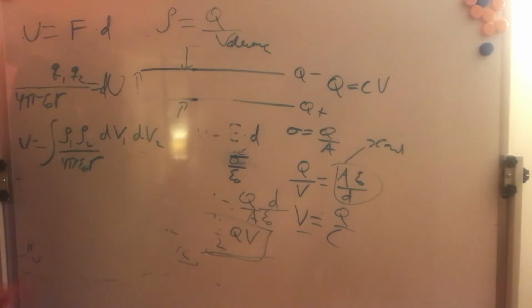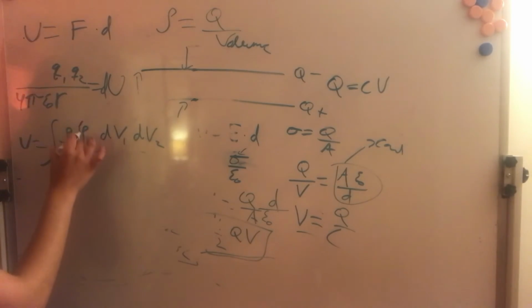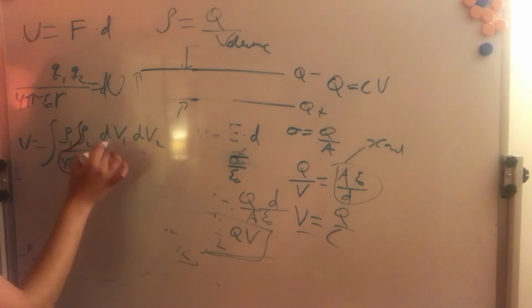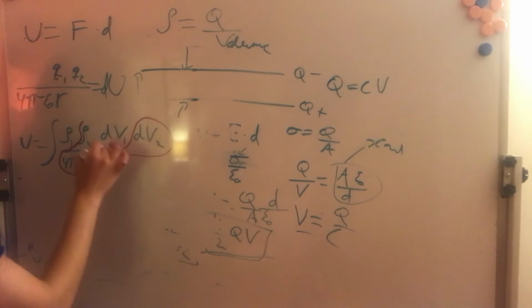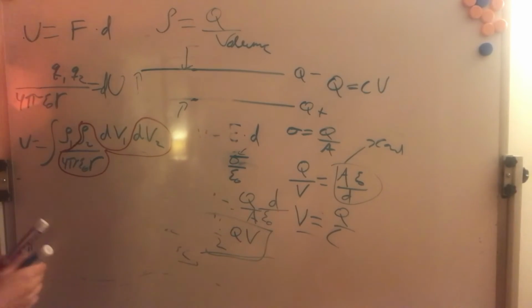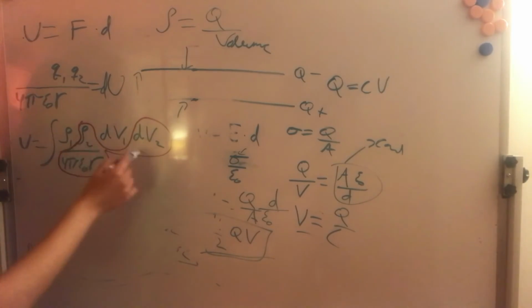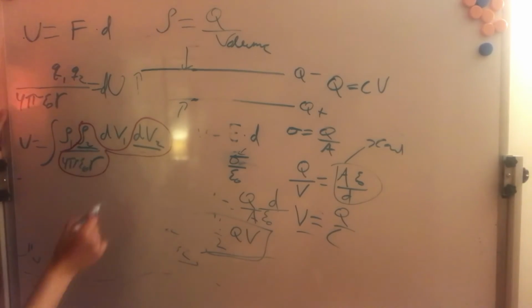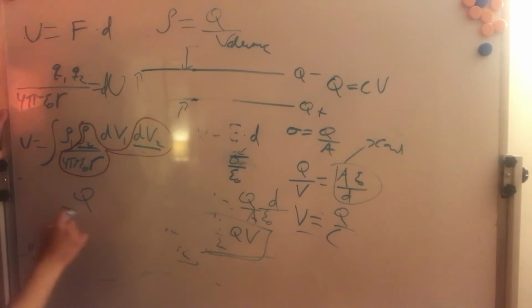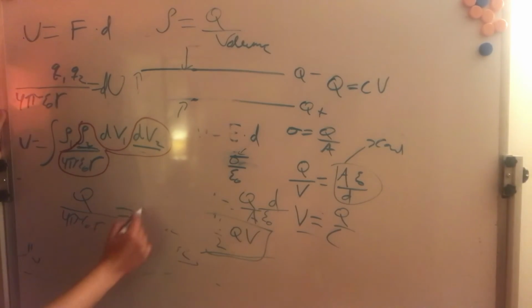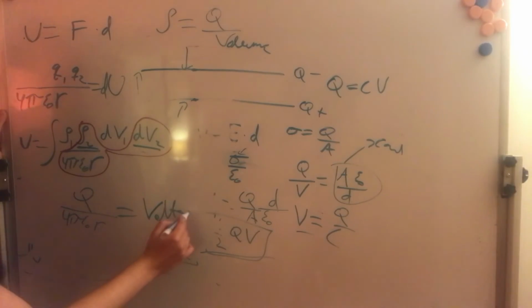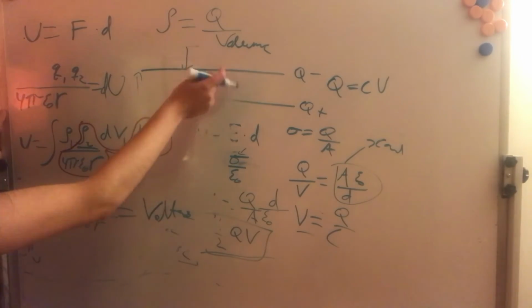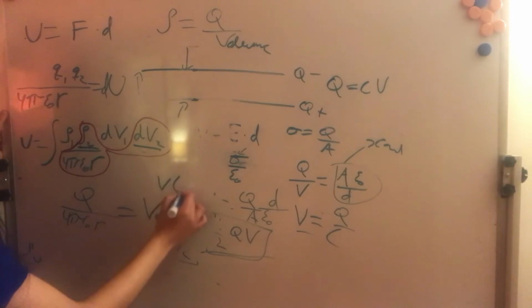Now all this part: the volume charge density times volume is just the charge, and this is divided by 4 pi epsilon naught R, and this is the voltage. Actually it will be the voltage of the first plate, so this is voltage 1.